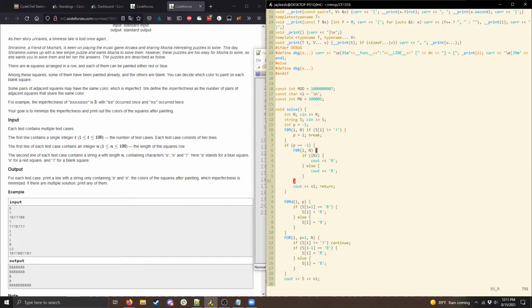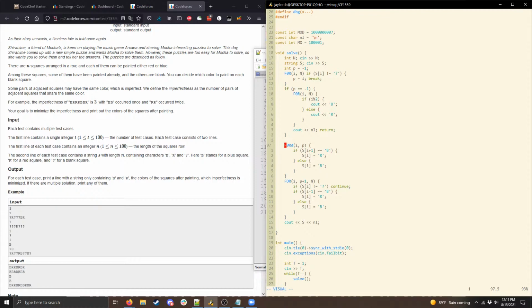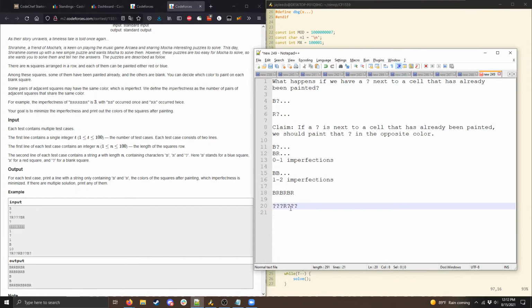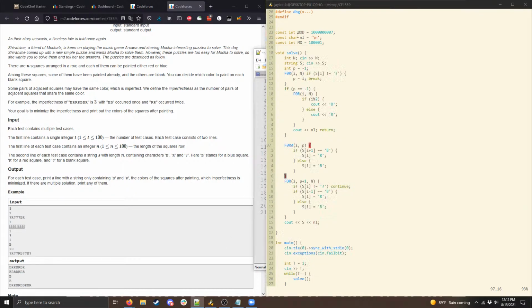Otherwise, the first thing I do is set the elements before P. For example, in this case, this first loop represents setting these 3 elements. For each element, if the thing to its right is a B, then I set this to an R. Otherwise, if the thing to its right is an R, then I set it to a B. And similarly for the things after the first letter, first of all, I just don't modify anything that isn't a question mark. But then if the last one's a B, I make it an R. If the last one's an R, I make it a B. And then I just print out the answer.